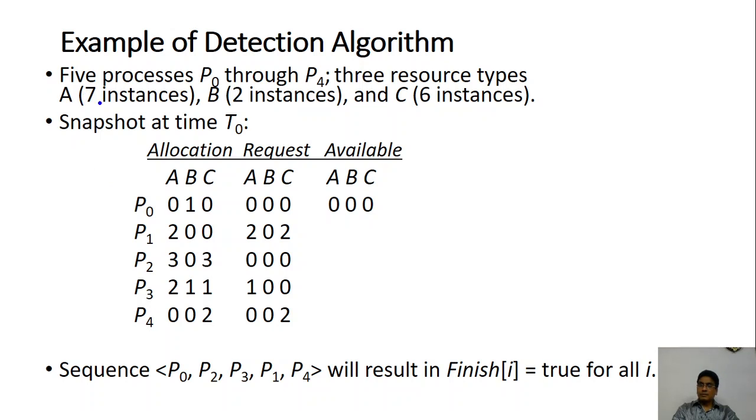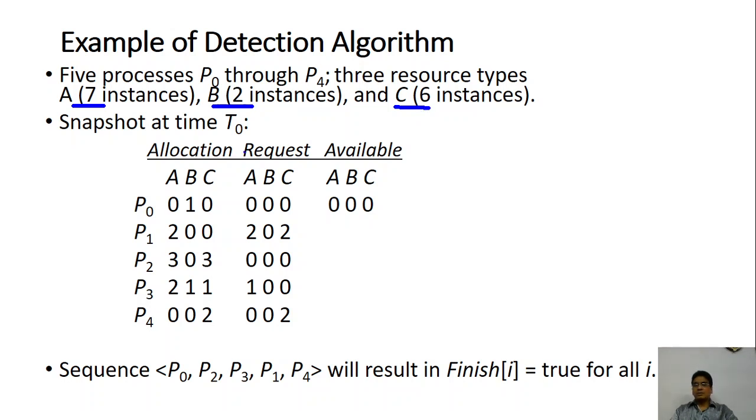Let's see the current resources. There are 7 instances of A, could be printer, A could be anything. There are 2 instances of B, could be hard disk or anything. There are 6 instances of C. So 3 resources are there, A, B, C. First one has 7 printers, 2 hard disks, 6 monitors. You can take anything like that.